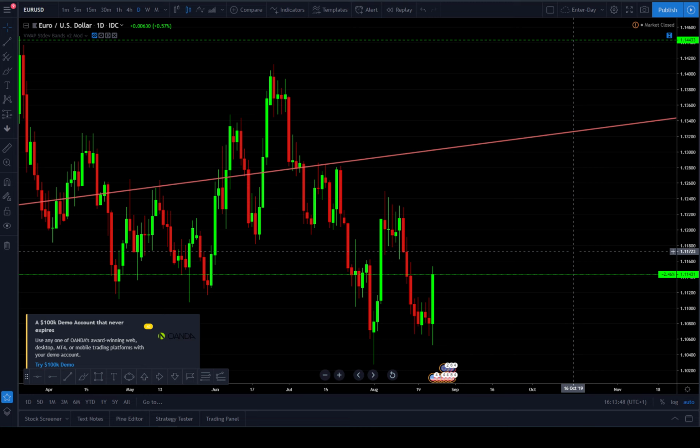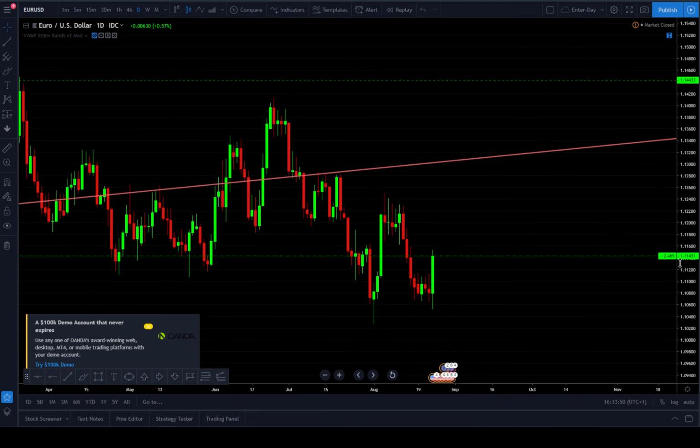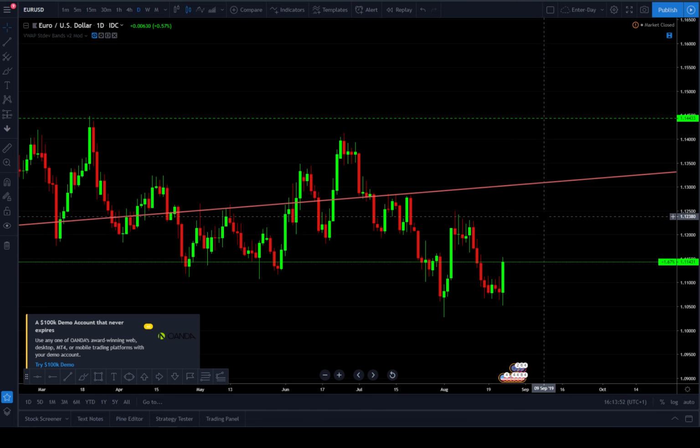Well, I'm not going to analyze this pair itself. It is moving very slow, and I don't really trade it much at all. I traded it maybe once or twice in all my life, so I don't really trade it.